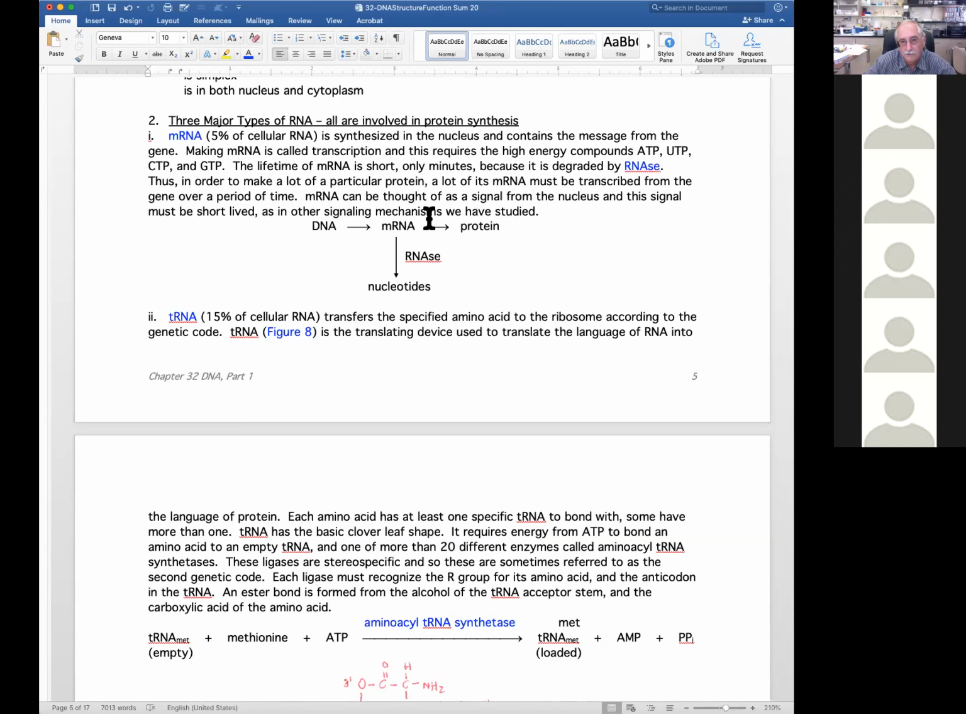So how does that affect it? What things affect the concentration of messenger RNA? Its rate of production and its rate of degradation. And RNase is simply everywhere.